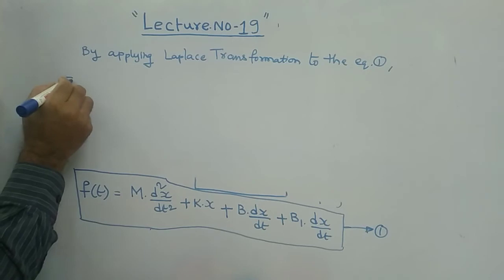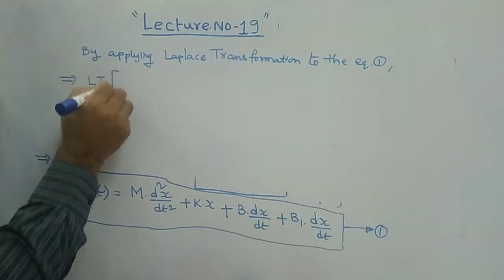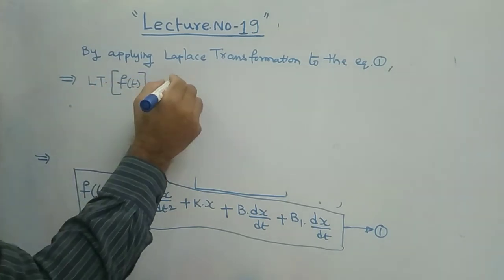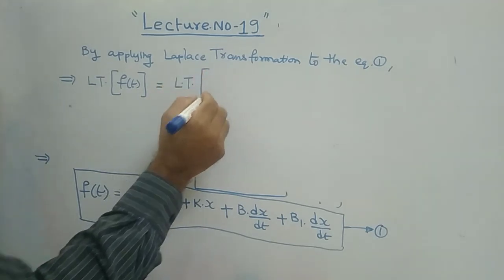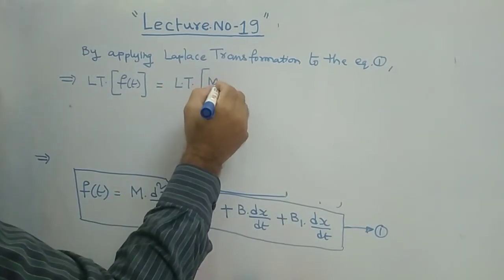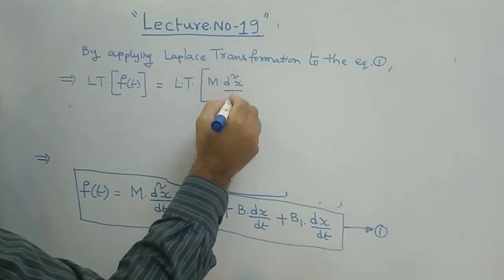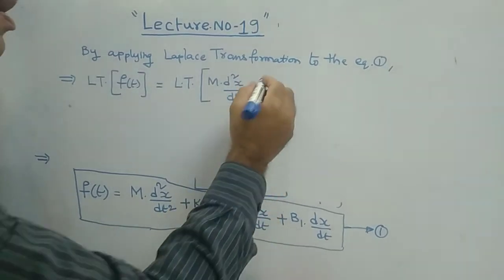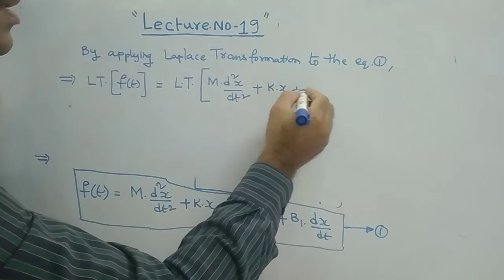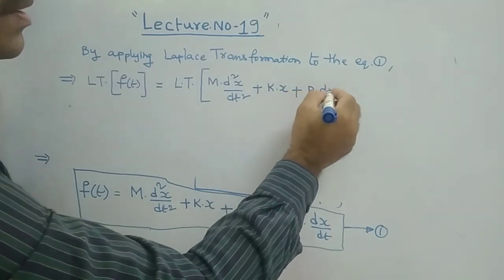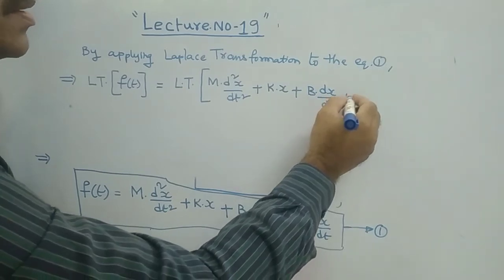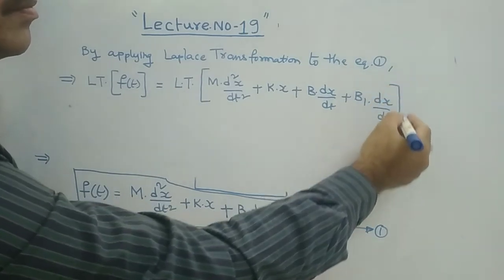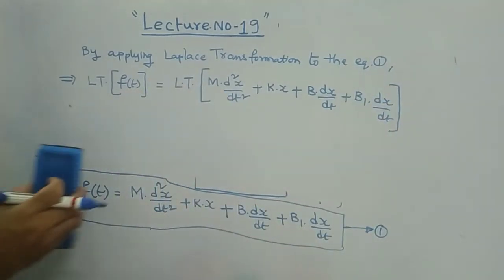Then it becomes the Laplace transformation of f of t is equal to the Laplace transformation of all this, that is m into d square x by dt square plus k into x plus b into dx by dt plus b1 into dx by dt. That's all.